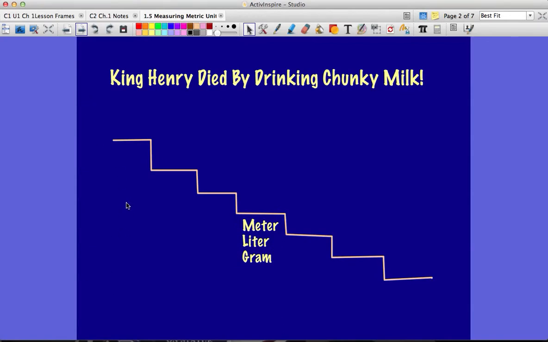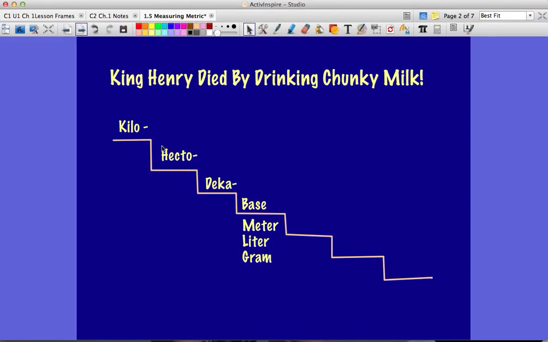So to help us remember the different prefixes for the metric system, I like to use the sentence, King Henry died by drinking chunky milk. The K in king helps us remember kilo. Kilo is the biggest metric unit, whether it's a kilometer, kiloliter, or a kilogram. Henry would stand for hecto. The D in died would stand for deca. B is your base. So these three units here are your base units, the meter, the liter, and the gram.